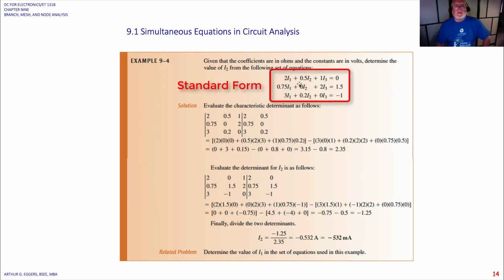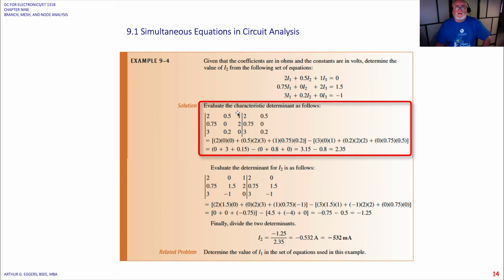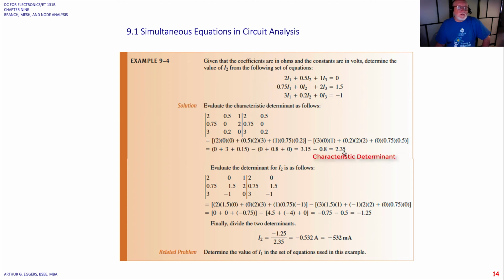So if we take a look at this example, given that the coefficients are in ohms and the constants are in voltage, we do the same thing. So the first thing we do is take a look at it and determine, are all of our equations in standard form? And yes, they are. So we can now form our determinant, our first matrix here, load the values, and then set it up for doing the products and sum by taking the first 2 columns, annotating them here on the side, and then we do 1, 2, 3 products, add them together, and we end up with 2.35. Okay, so that's our characteristic determinant.